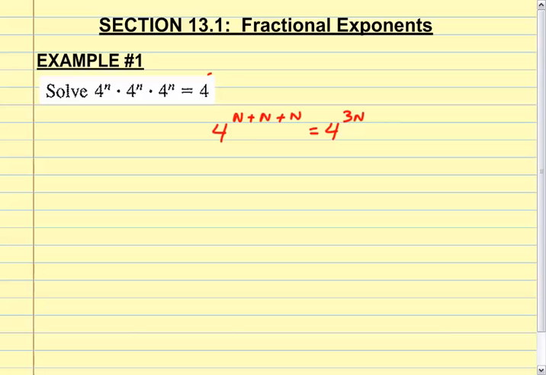Okay? So I just want to practice that, get that idea back in our head that if we have the same base, we just add exponents. All right? And I want you to keep that in mind because that's going to help us when we're dealing with these fractional exponents. Okay, let's look at the next example.